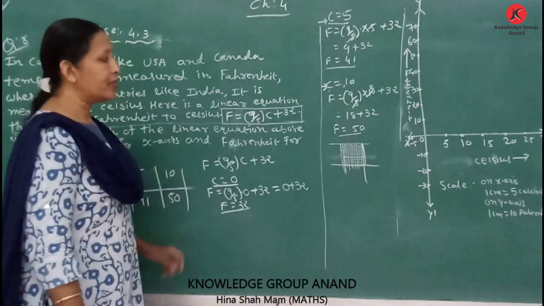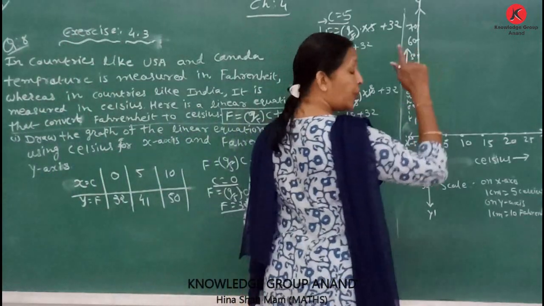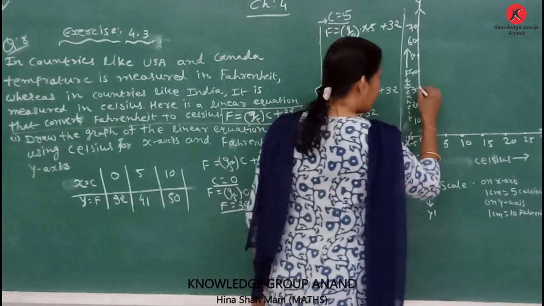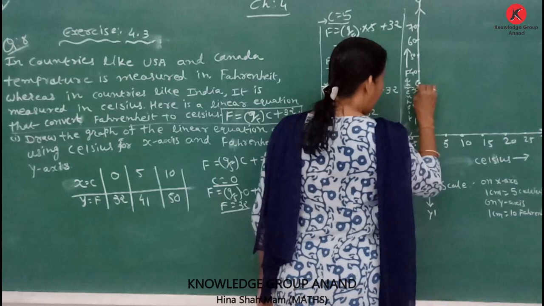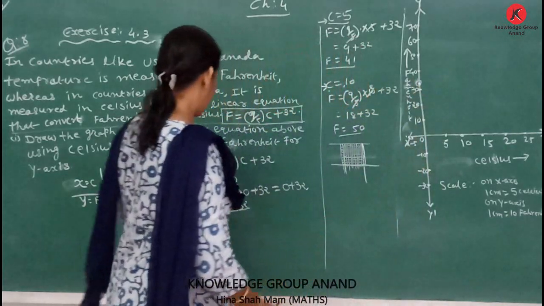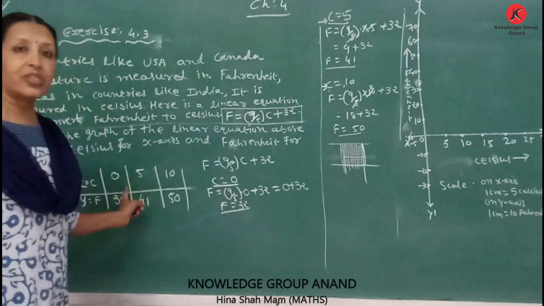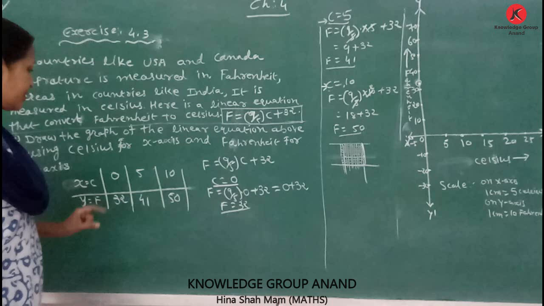First, 0, then 32. Where is 32? Between 30 and 40, you have 10 divisions. Therefore, find 2 divisions. It is on y-axis, 0, 32. X coordinate is 0 and y coordinate is 32.